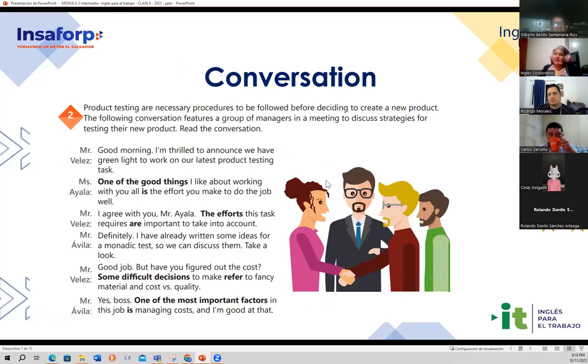First, we have a conversation that is related to the same topic. It says product testing. When we test a product, product testing are necessary procedures to be followed before deciding to create a new product. Always it will be like that. That product needs to be tested to see if that will be a good decision for the company. So the following conversation features a group of managers in a meeting to discuss the strategies for testing their new product. Read the conversation.